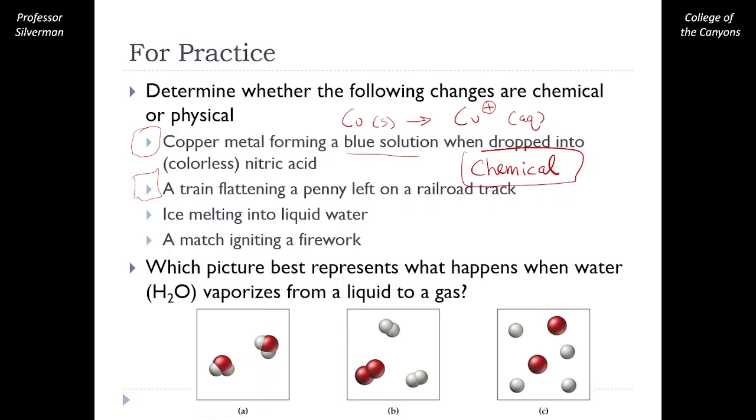Our second example is a train flattening a penny on a railroad track. Our penny is mostly copper. Here we have our penny. Once it's been flattened, we still have our penny. It's still made of copper. It's still all the same material. It's just a much flatter version. Are we changing the identity of that substance? Are we changing the chemical structure of that substance? The answer is no. So this must be a physical change. We still have the exact same chemical structure. All we've changed is the shape. We have 3 more practice questions on this slide. Take a minute, pause, and see if you can write down some good answers.